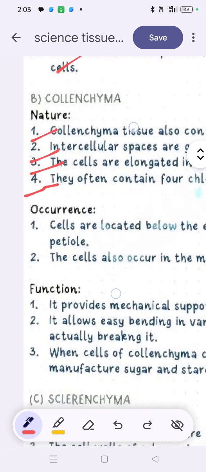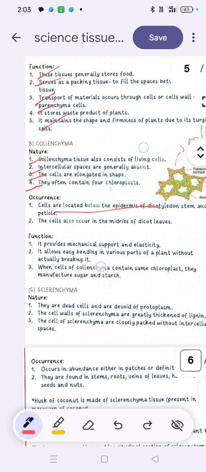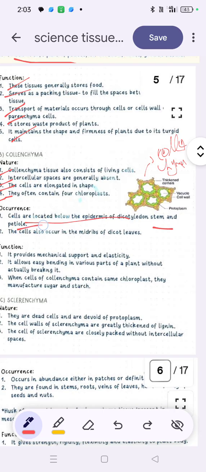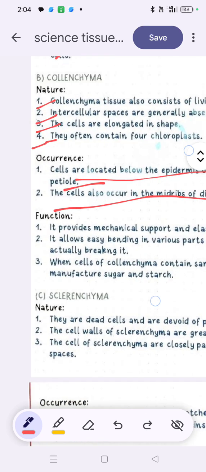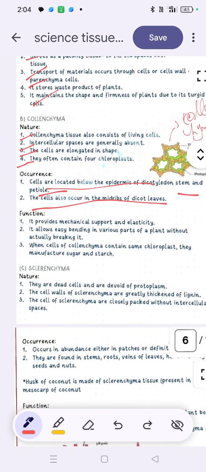Then, in which place is the collenchyma tissue situated? The cells are located in the epidermis, cuticle, stems and the petiole. The cells also occur in the midribs of dicot leaves. The function is that it provides mechanical support and elasticity. It allows easy bending of various parts of the plant without breaking.